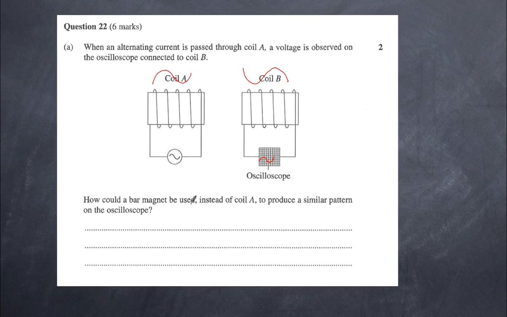But how could a bar magnet be used instead of coil A to produce a similar pattern? Well, basically you should have a bar magnet and you say that you move it in and out. If you say you have to move a bar magnet, that may only give you 1 mark, but you have to move it in and out so that you have a changing flux in opposite directions, so the EMF oscillates, and therefore you get an alternating current in the oscilloscope.